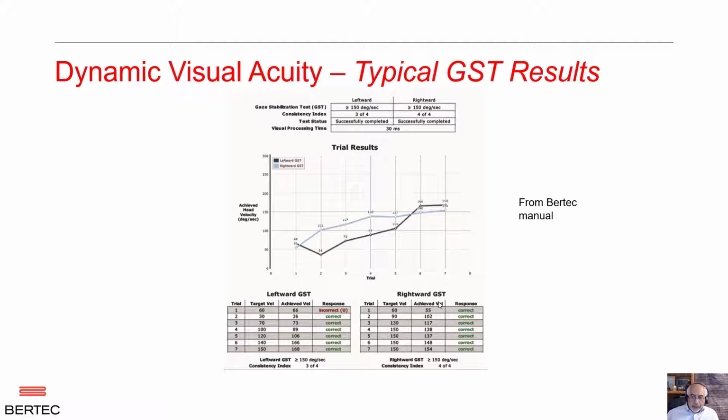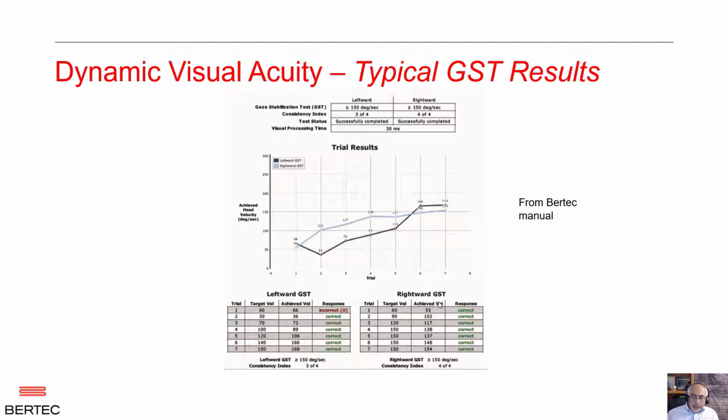My colleagues at the Banner Concussion Center, Shelley Massingill and Amy Alexander, prefer GST over DVA because if the patient's GST is higher than 100 degrees per second, by definition, he or she should have a normal DVA. So one can skip the DVA test and still have a very good idea about the head velocity where the patient needs to start the therapy session.